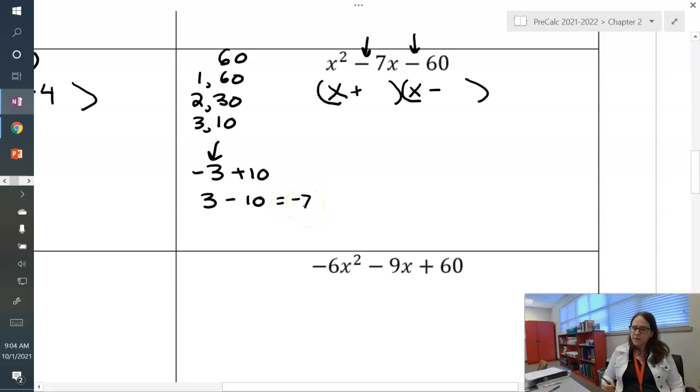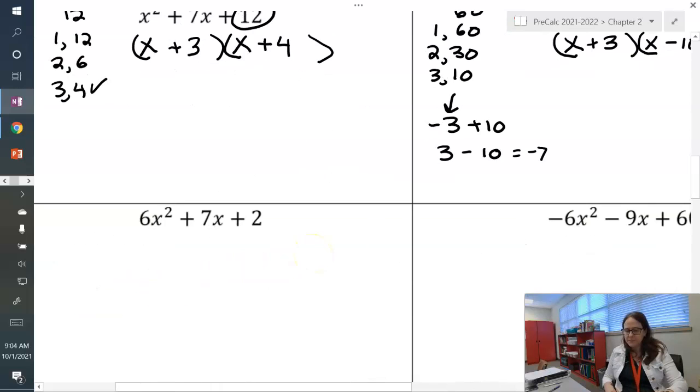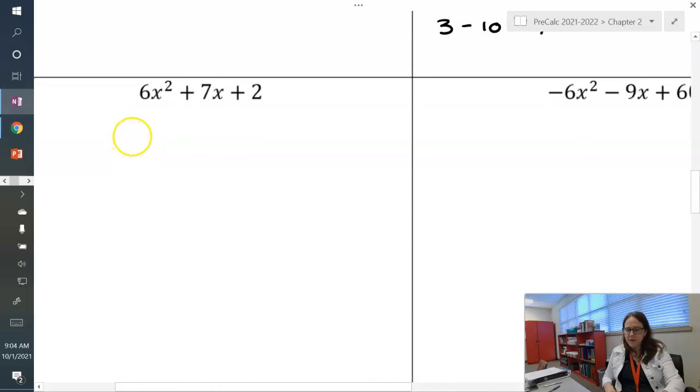That's this one. So the 10 is going to go with the negative, and the 3 goes with the positive, and that one's done. Okay. Take a look at this next one.